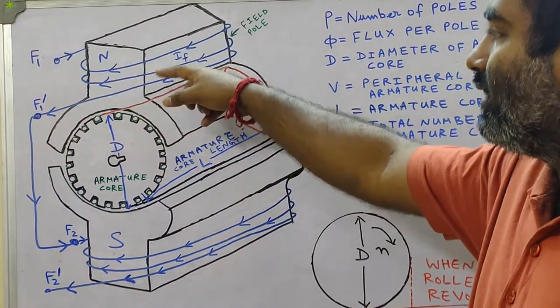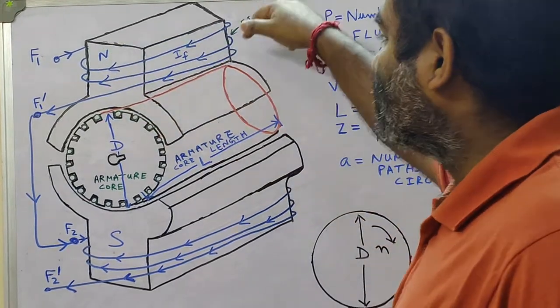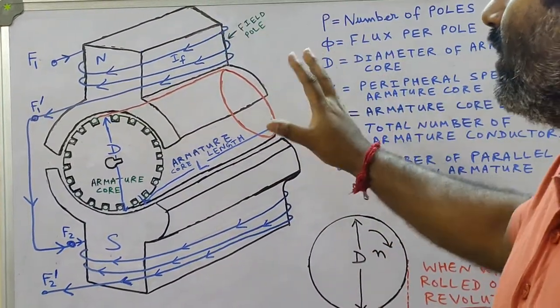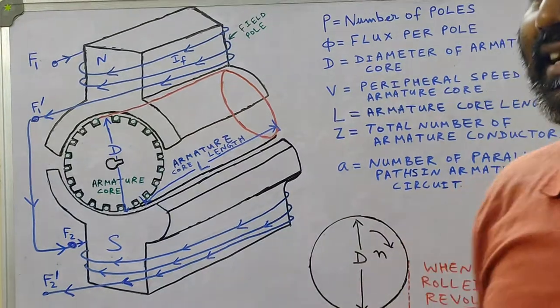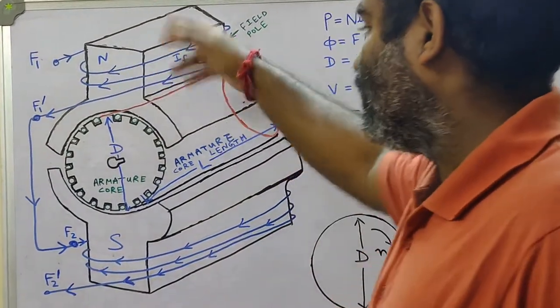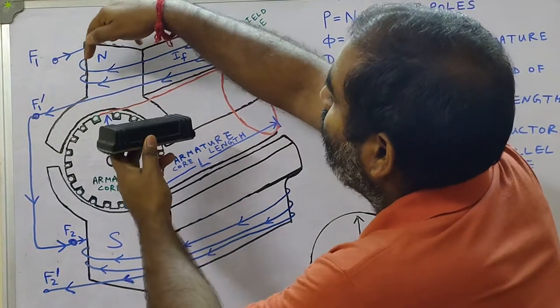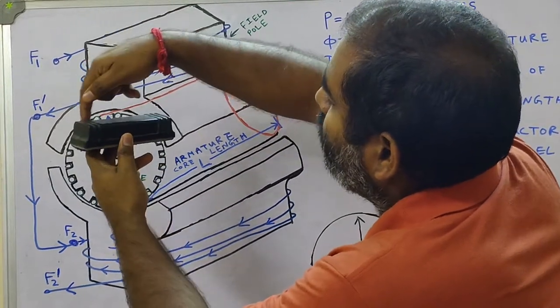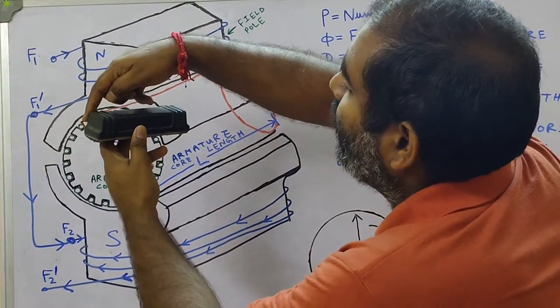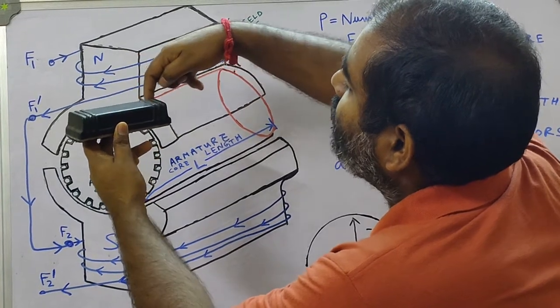But here I am only showing 3 just for ease of drawing and convenience, nothing else. So that point should be kept in mind that it is not the actual thing. You don't have 3 turns. Anyway, here I have shown how many turns. If you count from here, from behind, it is coming to the front.